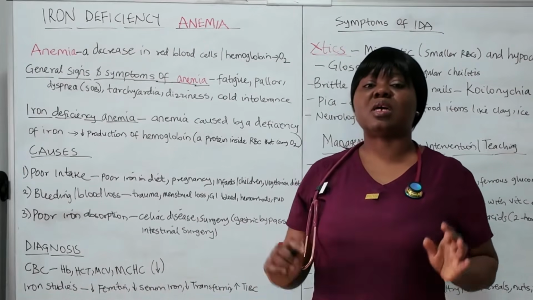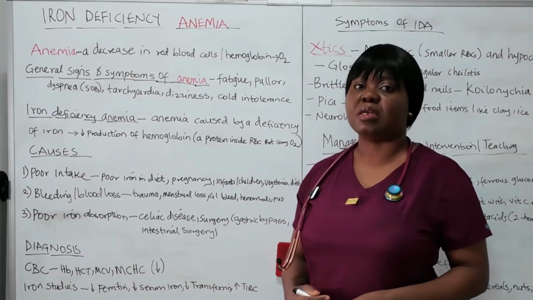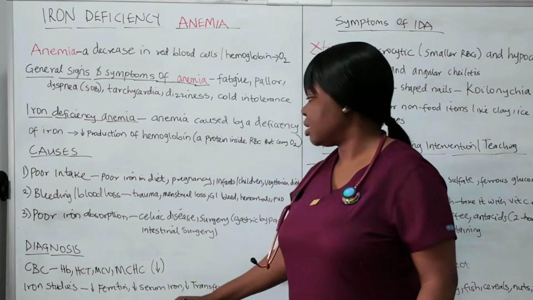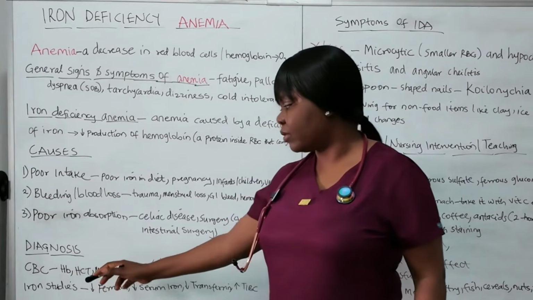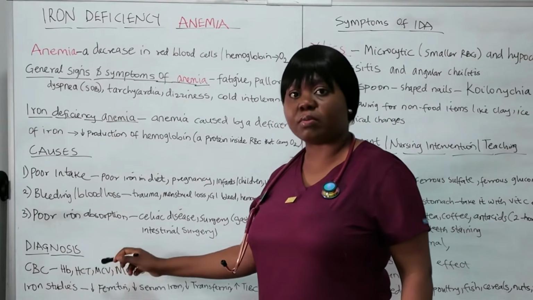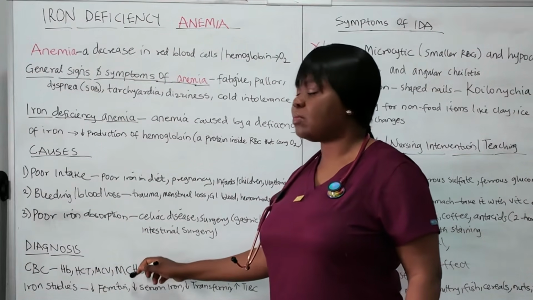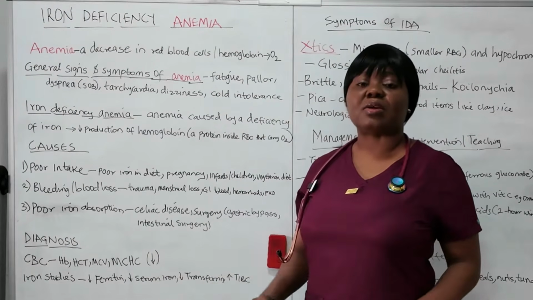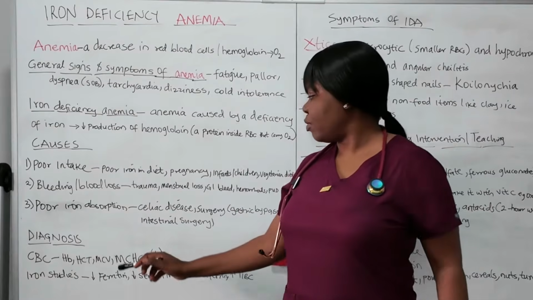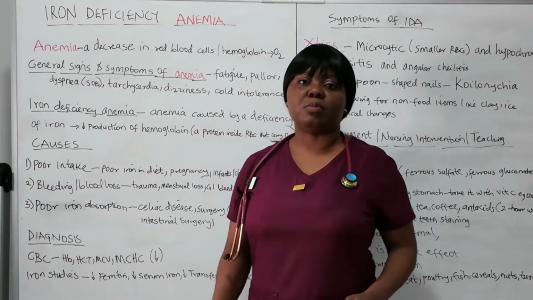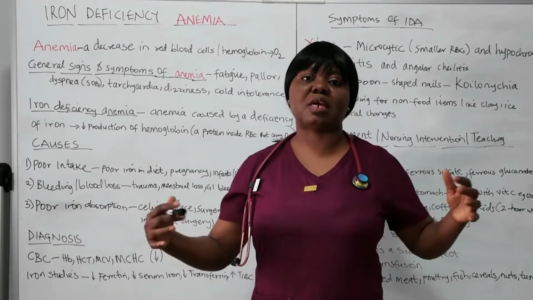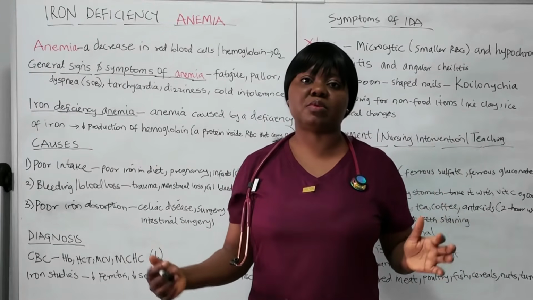Now let's look at how to diagnose iron deficiency anemia. The first one is the complete blood count. They check the hemoglobin, and they can check the hematocrit or packed cell volume. They will check mean corpuscular volume, MCV, and mean corpuscular hemoglobin concentration. All of these will be decreased in iron deficiency anemia. Then mean corpuscular volume has to do with how fat the red blood cells are, so the size of the red blood cells, the volume of the red blood cells.